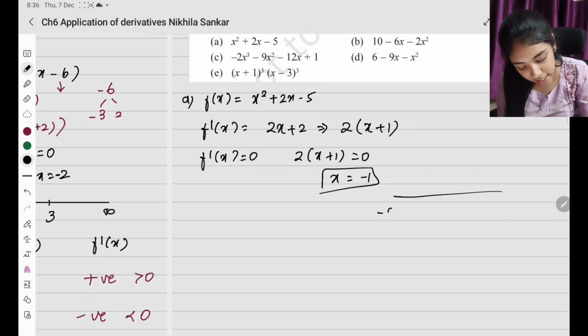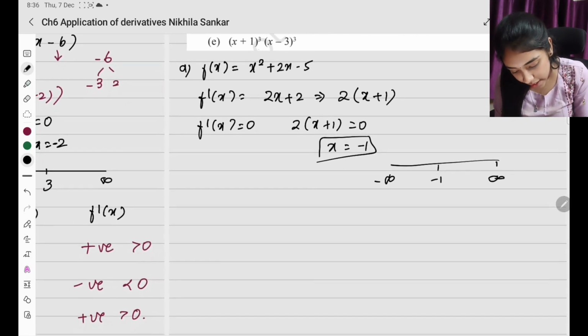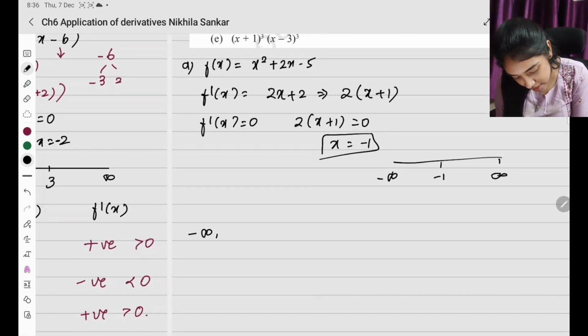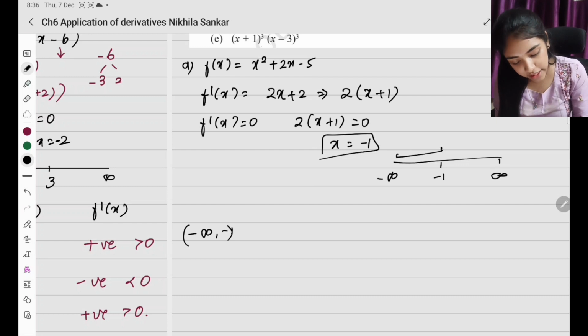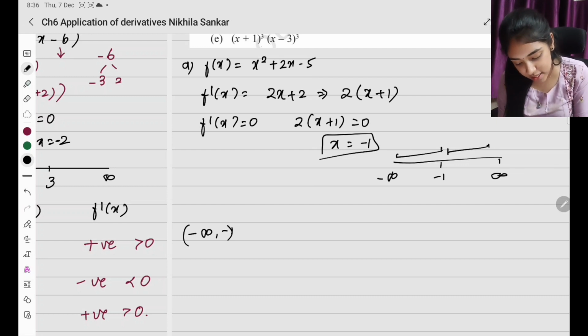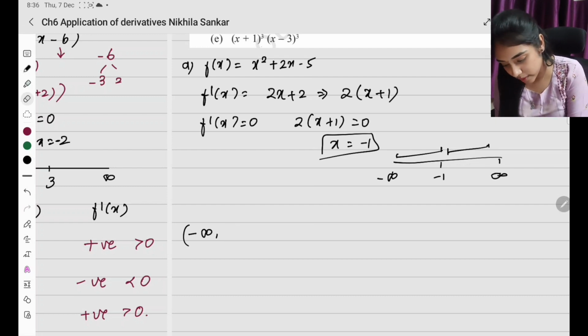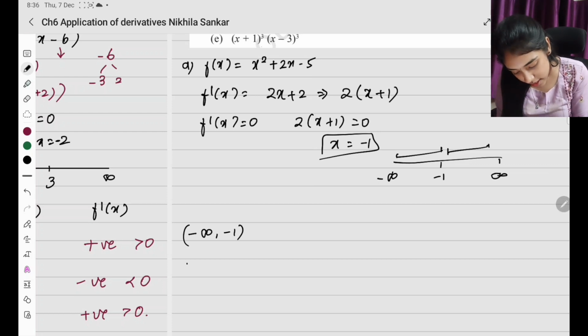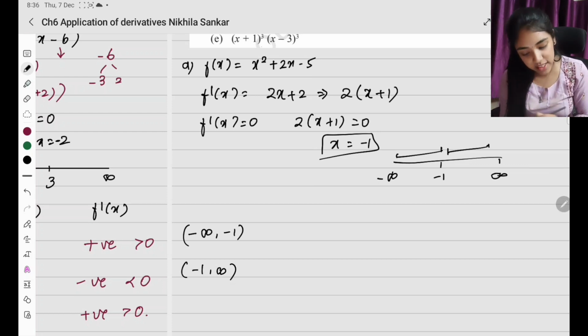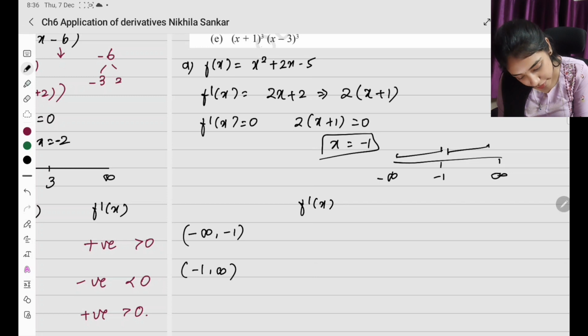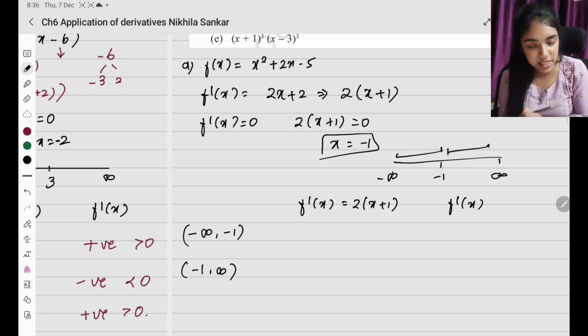So on the number line I have minus infinity, minus 1 and infinity. Now I have to check the intervals: minus infinity to minus 1, and minus 1 to infinity. So how does it look? What is my f dash of x? It is going to be 2 times x plus 1. Whether it is increasing or decreasing, you have to check here.